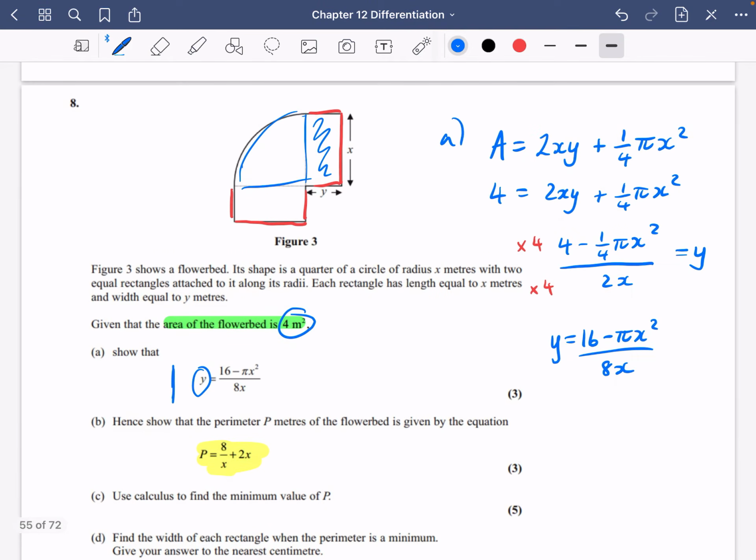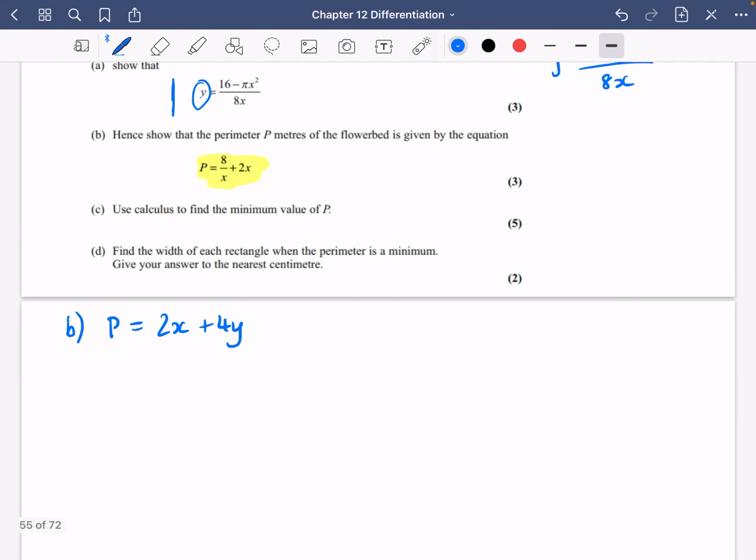And then we've also got this kind of curved section over here. And this curved section is going to be a quarter of the circumference of the circle. So the circumference of the circle is 2 pi r. So we're going to do 2 pi x, and we're going to multiply that by a quarter because it's just a quarter of that 2 pi r that we've got there. So let's keep working on this.